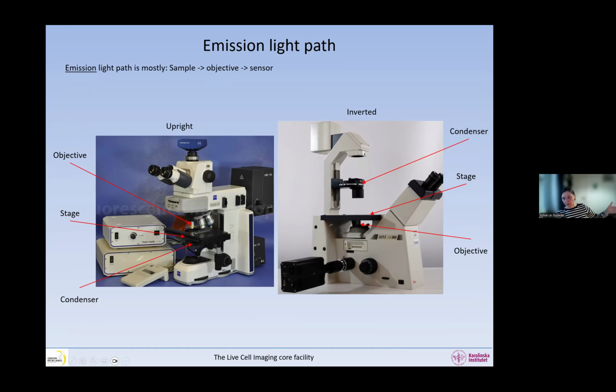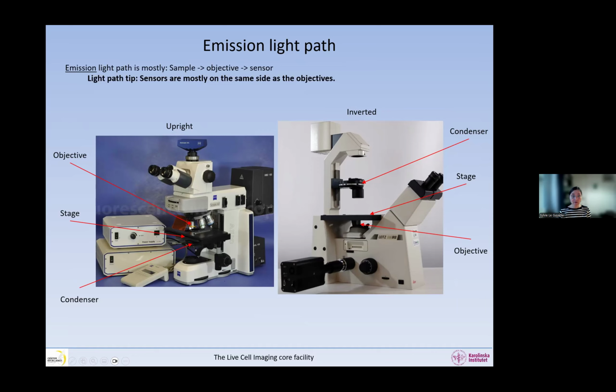The excitation light path will be from the light source to the sample, but now we're talking about the emission light path, so it's between the sample to the objective and to the sensor. So the light from the sample goes into the objective and then finally ends up on the sensor. One of the tips is that because we go sample, objective, sensor, that means that the objective and the sensor are mostly on the same side.